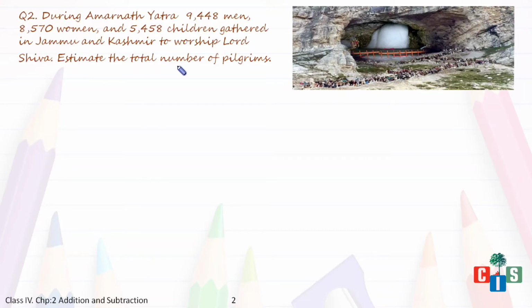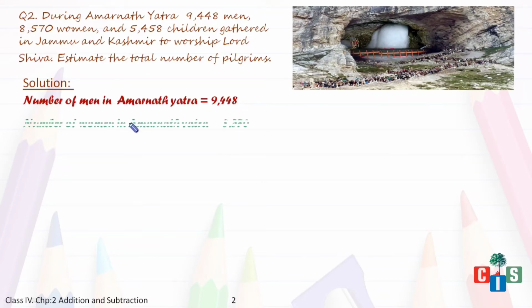In the first question, you had estimated each number and then added up. In this question, you have to add all the actual values, find out the number, and then estimate the total number. Just estimate the total number, not each value. Okay? So moving on to the solution. What I have, I'll write it first. I have the number of men, that is 9,448.